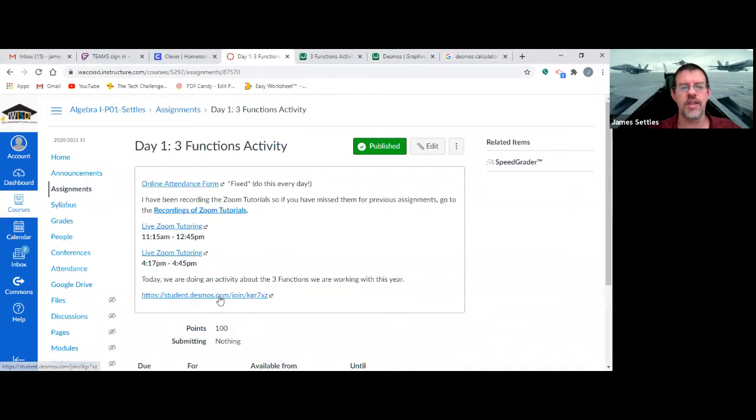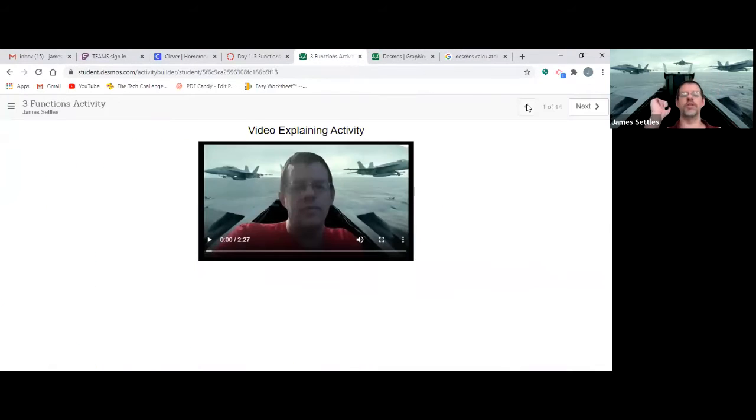And then click on this Desmos activity right here. When you click on it, it is going to bring up a thing that says sign in with Google, and click on that button. So anytime you click on an activity and it says sign in with Google, you're going to sign in with Google. It'll bring up your name and say go. Okay, so this is where you should get whenever you hit go.